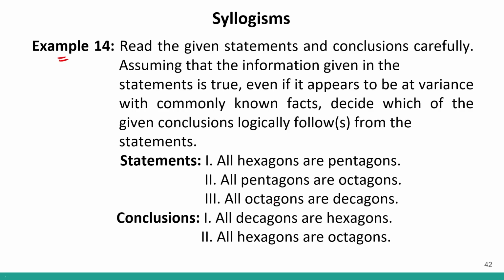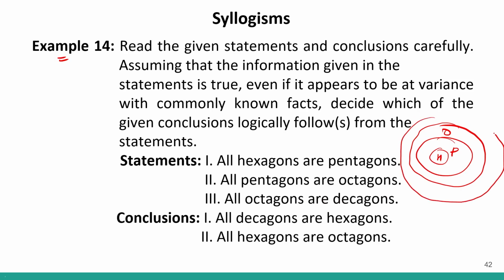Example number 14, 3 statements, 2 conclusions. Let us solve. Statement 1 says all hexagons are pentagons. Okay. Statement number 2 says all pentagons are octagons. Something like this. Okay. Statement number 3 says all octagons are decagons. So something like this. All hexagons are pentagons, all pentagons are octagons, and all octagons are decagons.